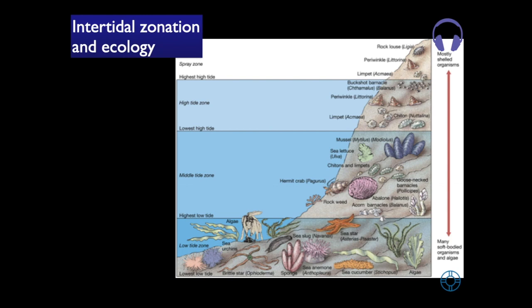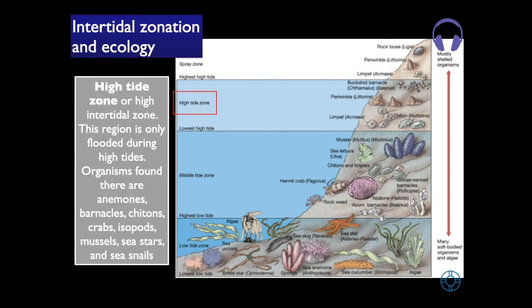Firstly, we can talk a little about the high tide zone or high intertidal zone. This region is only flooded during high tides. Organisms found there are anemones, barnacles, chitons, crabs, isopods, mussels, sea stars, and sea snails.